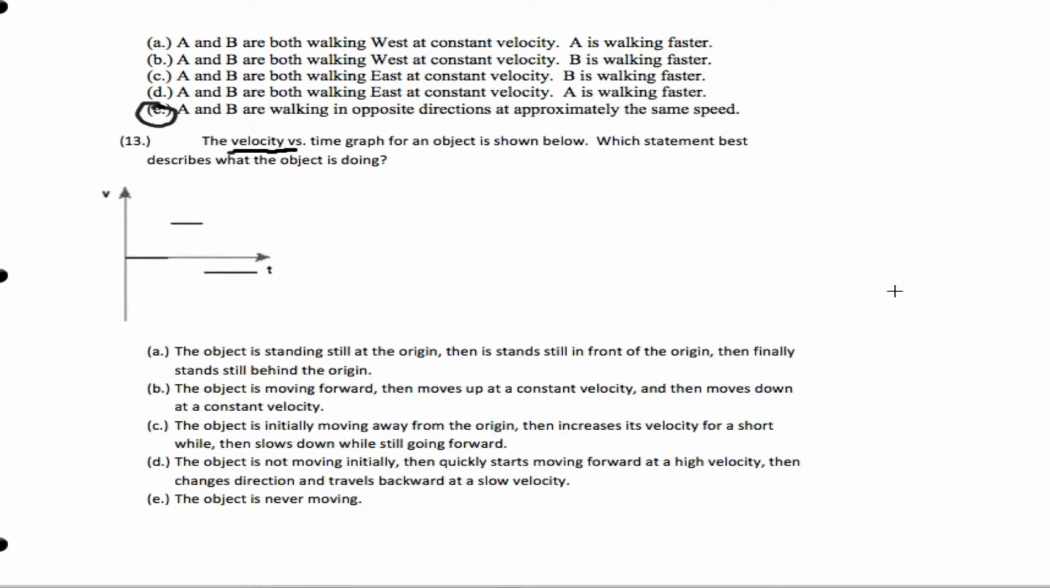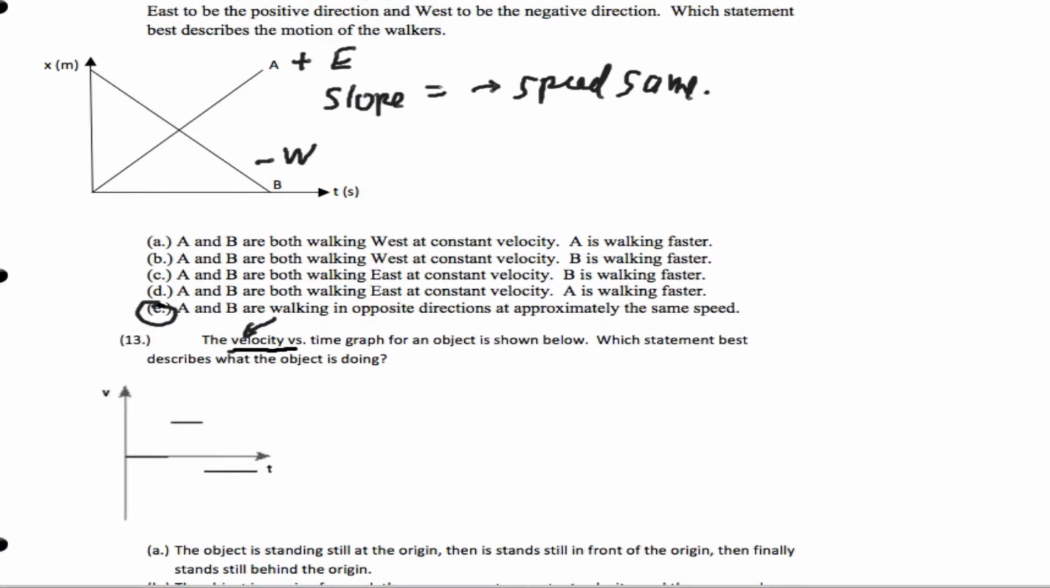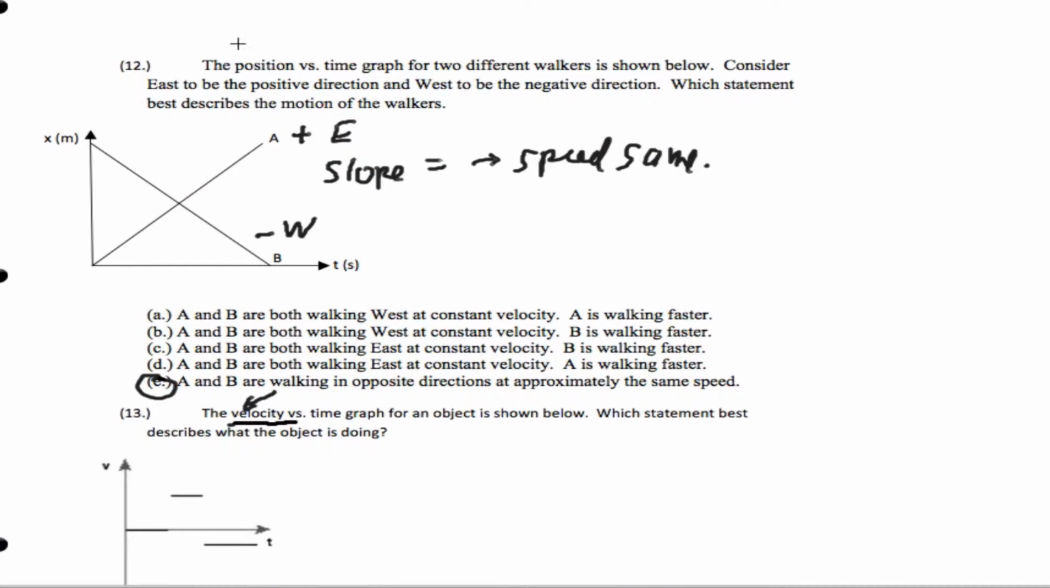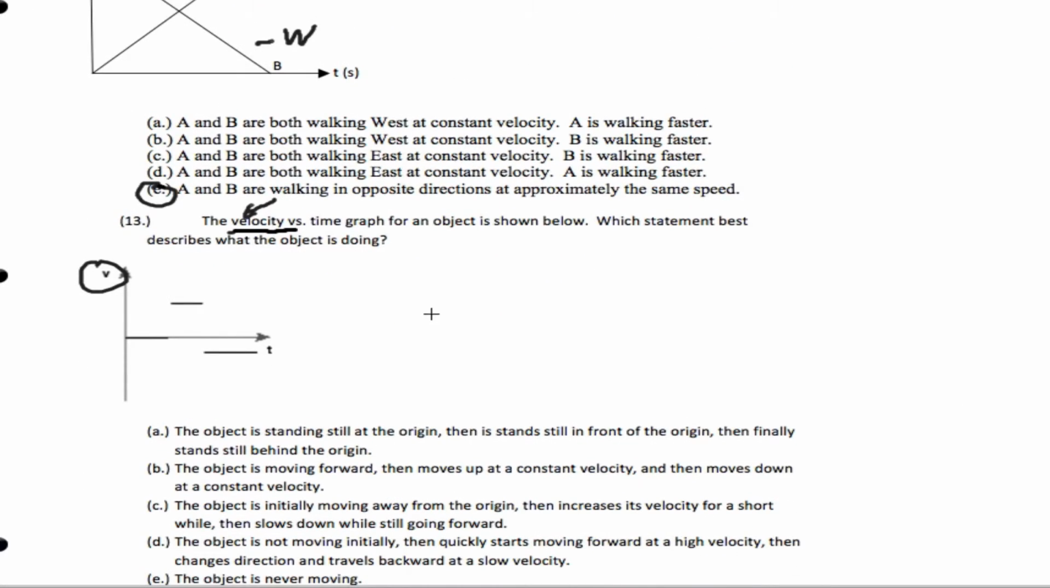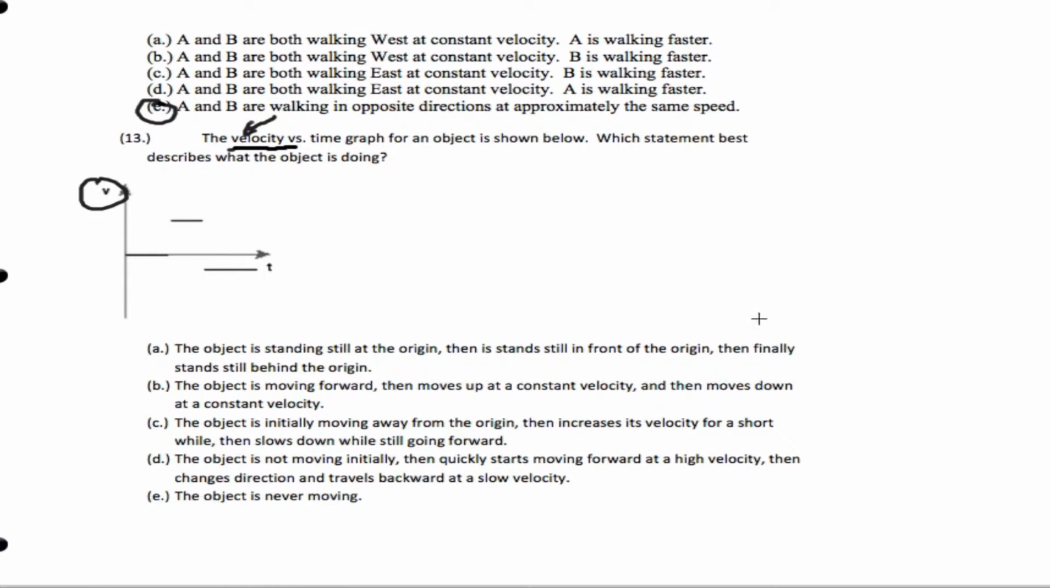And I want to urge you, when you're taking your exam, you really want to focus in on: are we talking about a velocity graph or a position graph? See, in 12, it's a position graph, and you can tell from the X here. This is V for velocity, so be really careful on your exam to distinguish those two things. So let's figure out what's going on.